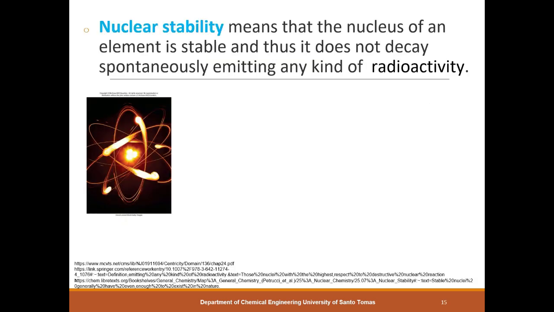Let us now discuss nuclear stability. Nuclear stability means that the nucleus of an element is stable and thus it does not decay spontaneously, emitting any kind of radioactivity. Among the 9,000 nuclei expected to exist and the 3,000 presently known, only 195 are stable against spontaneous decay.